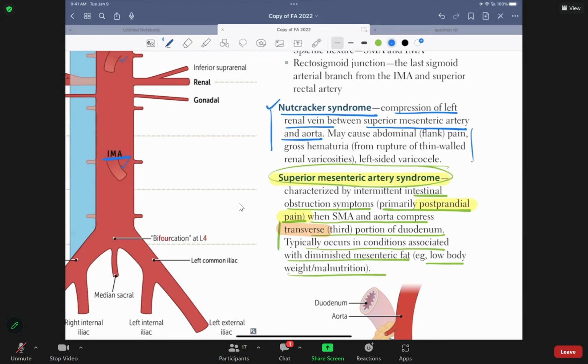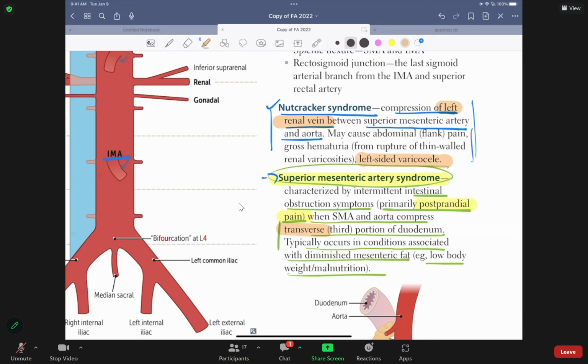Now, this is considered lower yield than the superior mesenteric artery syndrome, but now you know both. Is that clear, folks? So when you read a question, just look at it. Is it the left renal vein or the duodenum? Now, when we talk about the left renal vein, there is no postprandial pain because there's nothing associated with food intake. Is that clear, folks? Now, one of the interesting parts: whenever they compress the left renal vein, they should always have a left-sided varicocele. They have to have it. Can anybody tell me why?